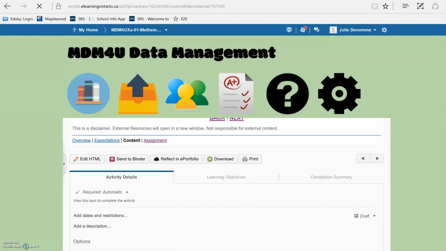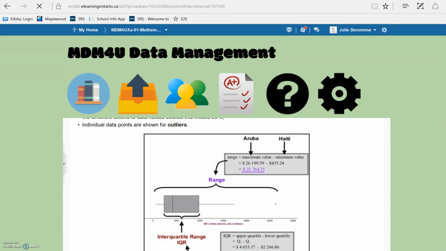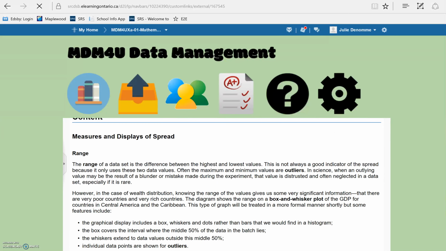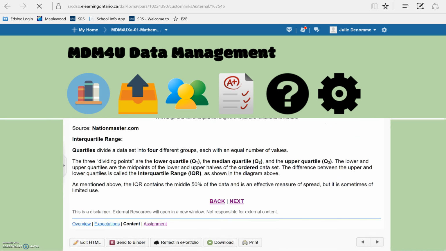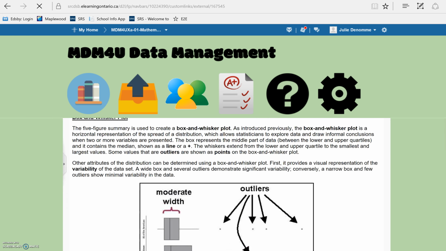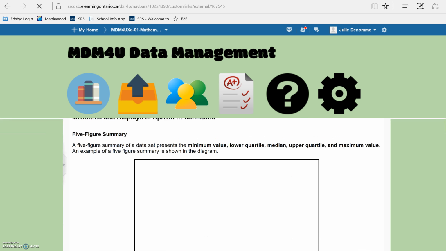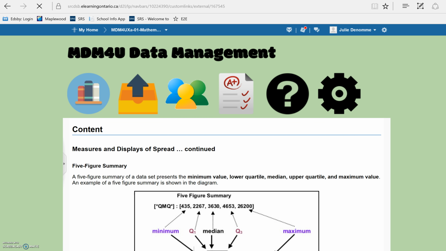Standard deviation and variance. They talk a little bit about it. Here, they're talking about the range, and they're talking about outliers. Here, they're talking about the box and whisker plot. And here's the 5-figure summary.